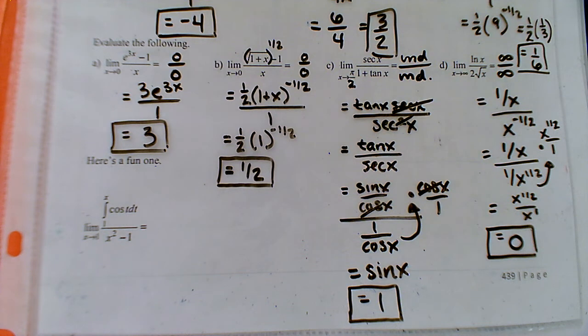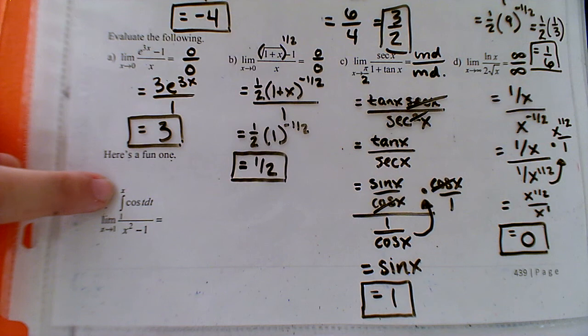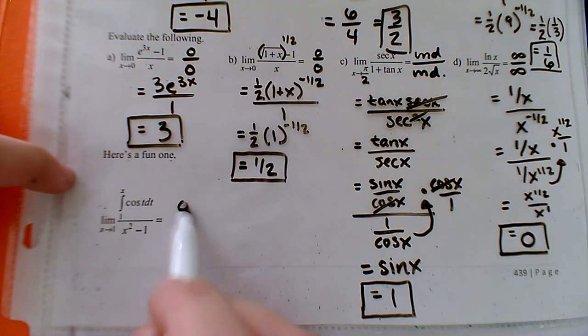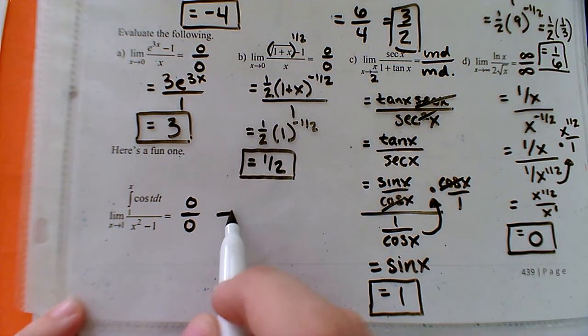All right, save the best one for last. First step of a limit, forever and always, is to plug it in. If we plug in 1 for x, what's the integral from 1 to 1? 0. If we plug in 1 down below, we get 0. That is an indeterminate form. So we can use L'Hopital's rule to help us figure out the limit. That means taking the derivative of the top and dividing it by the derivative of the bottom.